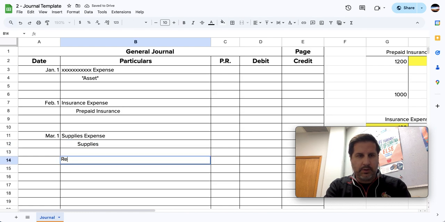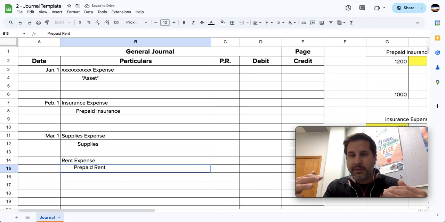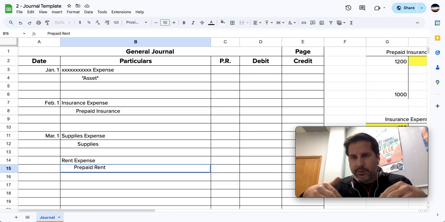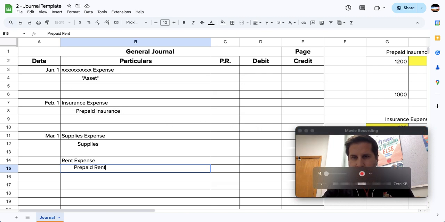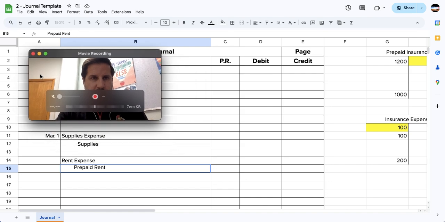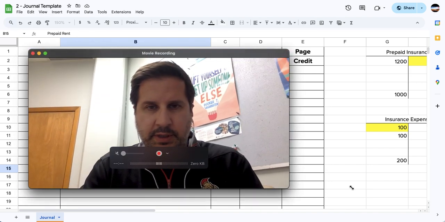Or it is rent expense, prepaid rent. Those are the three that we're studying right now. We're going to include something called depreciation shortly in our next note, but I just wanted to clarify this for everyone. So I hope that helps clear a few things up for you as you're doing these and the reason why we do them.